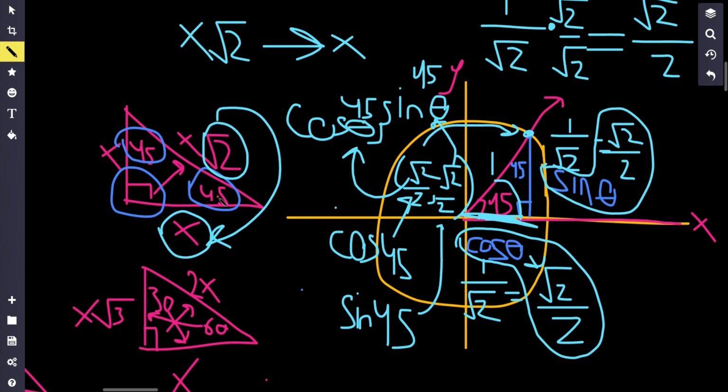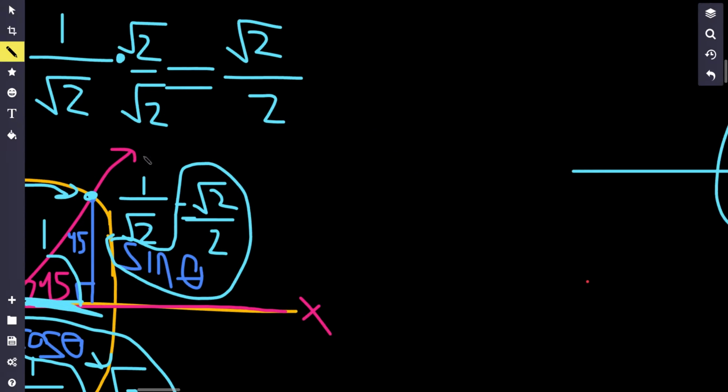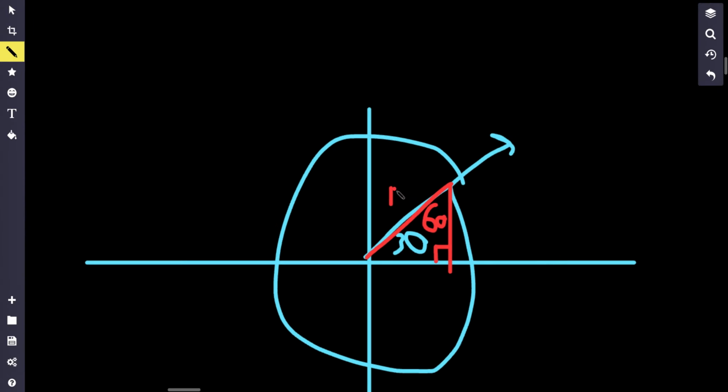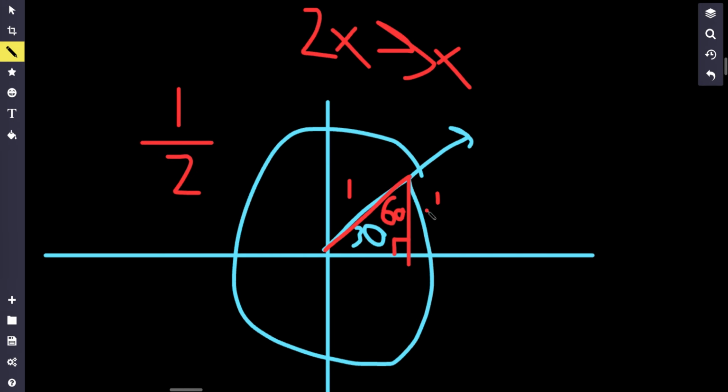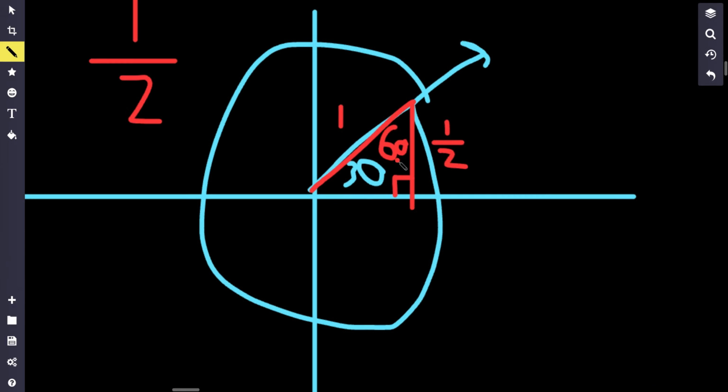Now remember our 30, 60, 90 right triangle, right? 2x, x, x radical 3. So if this length right over here is 2x, and the side opposite 30 is going to be equal to x, well, to get from 2x to x, just divide by 2, right? So 1 divided by 2 is 1/2, and that's equal to the length of the side opposite 30. The side opposite 60 is always radical 3 times longer than the side opposite 30. So the side opposite 60 is just going to be equal to radical 3 times 1/2, or radical 3 over 2.